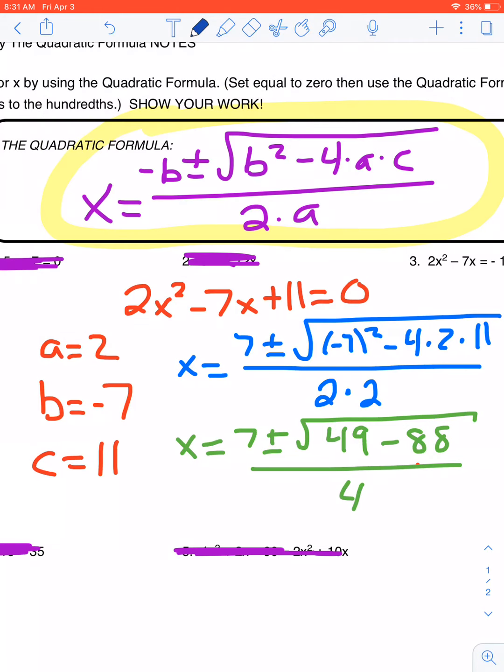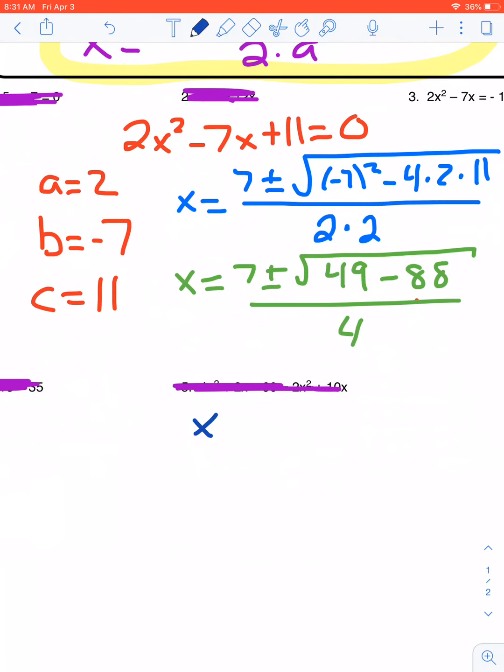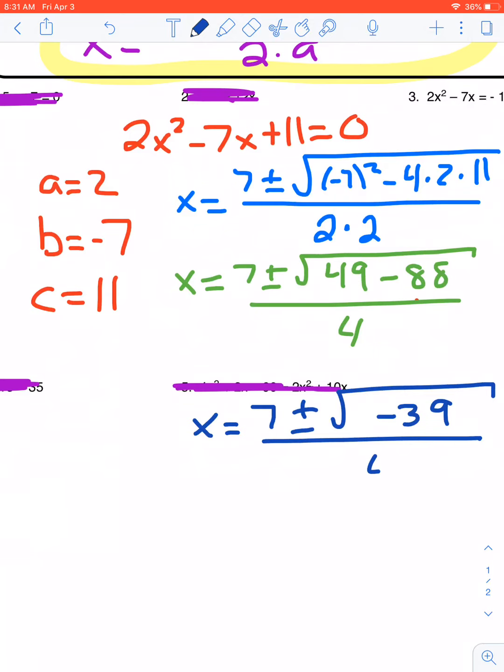So I'm going to go down here and say, okay, now I have x equals 7 plus or minus the square root of. So now on my calculator, I need to do 49 minus 88. And 49 minus 88 is negative 39 over 4. Now, typically what we would do there is we would simplify the square root of that number, write that decimal down, and then separate it up into two problems. But if I type in the square root of negative 39, my calculator says non-real calculations.